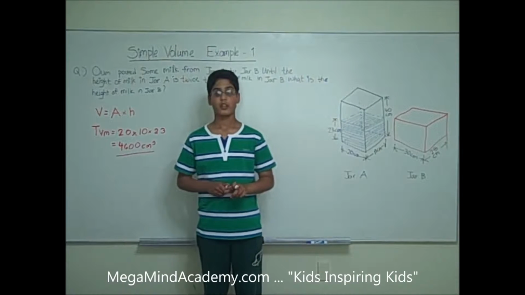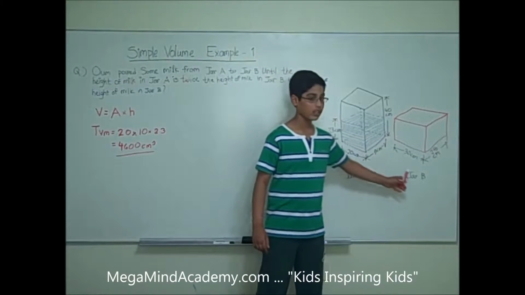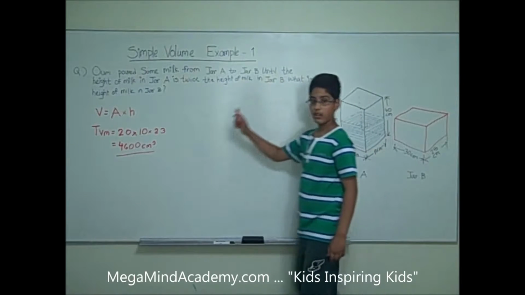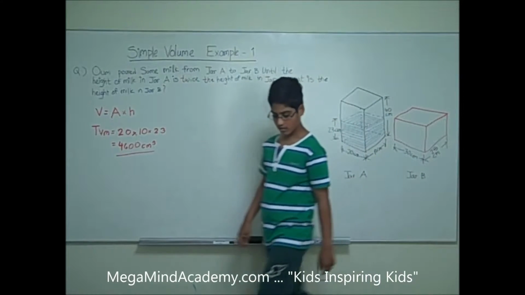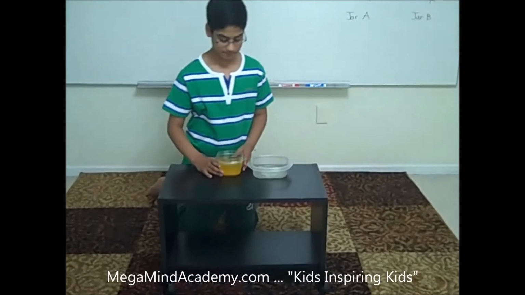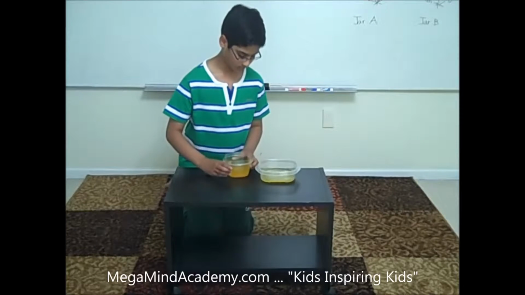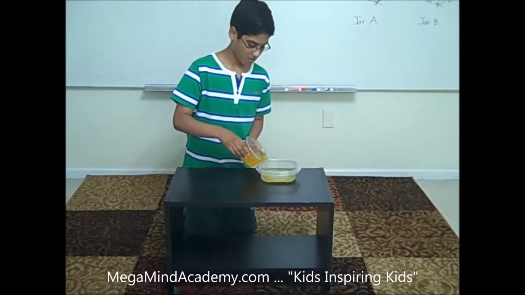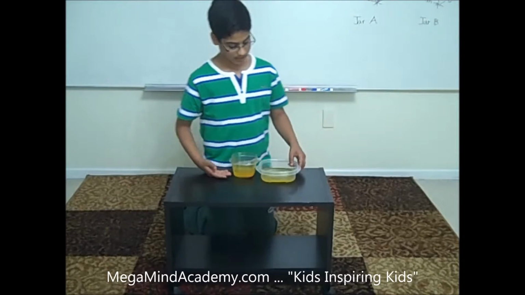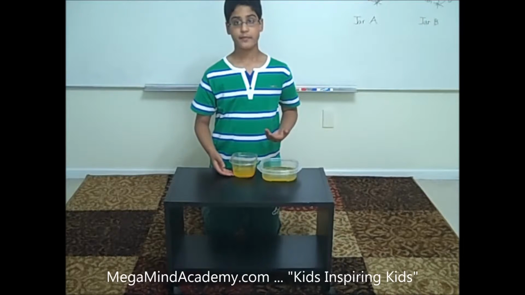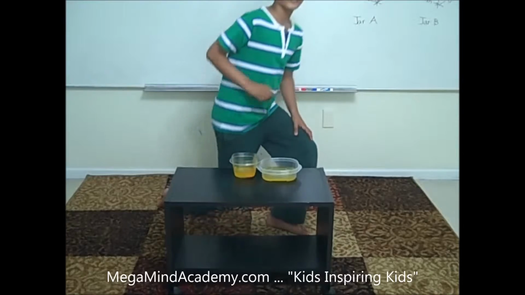Now let's transfer the milk in jar A, some of the milk in jar A to jar B, until the height of the milk in jar A is twice the height of the milk in jar B. So, let's do that. Let's pour a little more. Now we can see that the height of the milk in jar A is 2 times the height of the milk in jar B.